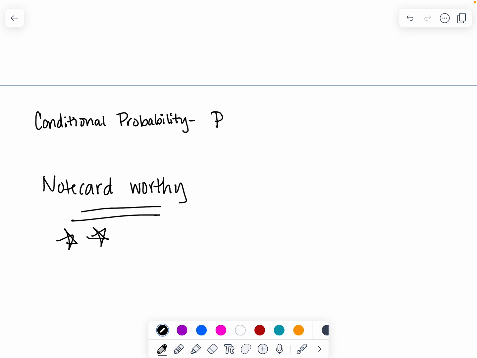The probability of A given B is equal to the probability of A and B divided by the probability of B. All right? Write that down. You're going to need that for several other topics. It's worth your time.